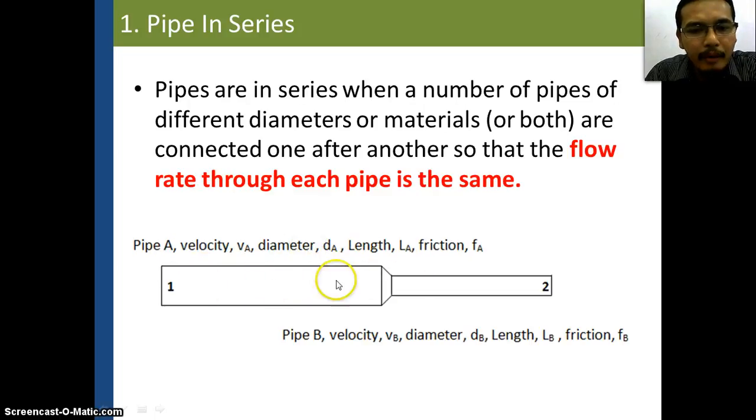For example, we have pipe 1. Pipe 1, or pipe A, has material A, velocity A, diameter A, length, and also the friction factor. But for the second pipe, pipe 2 or pipe B, the characteristics are a little bit different from pipe A. In pipe B, the velocity is different, the diameter is different, the length is different, and the friction factor is different. But the main characteristic for pipe in series is that the flow rate must be equal in the pipes.